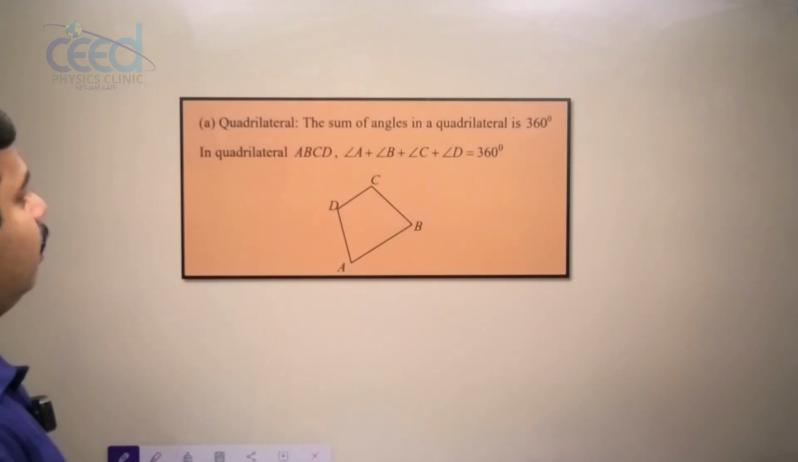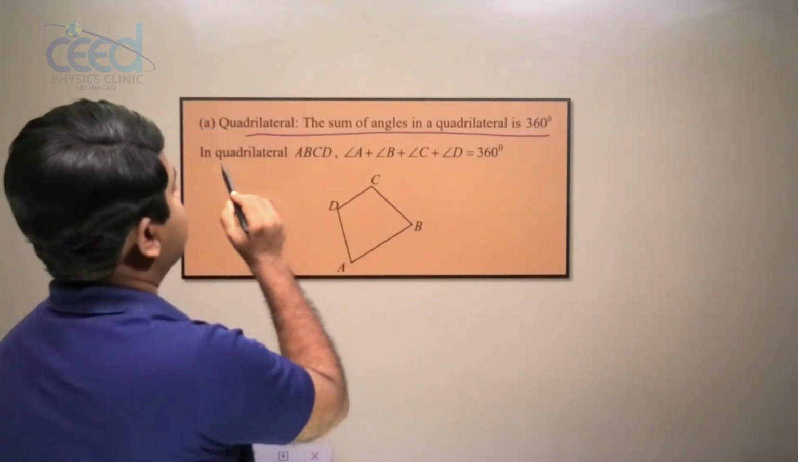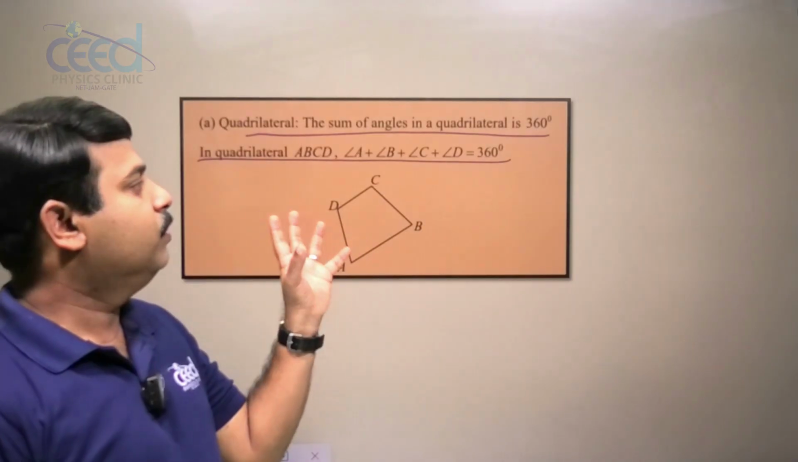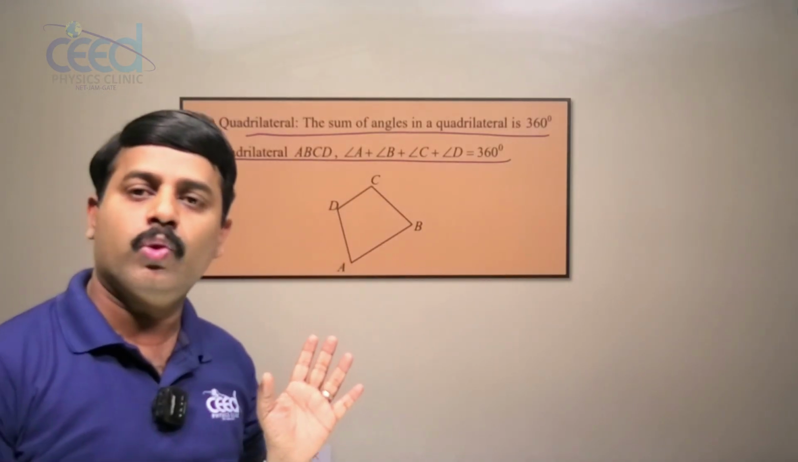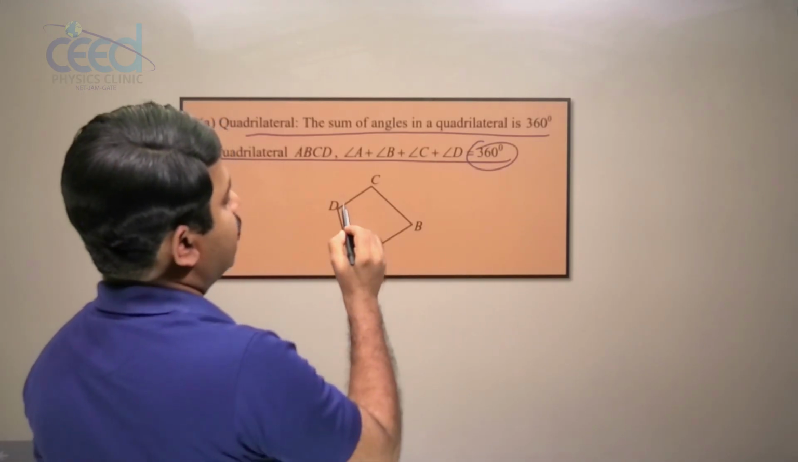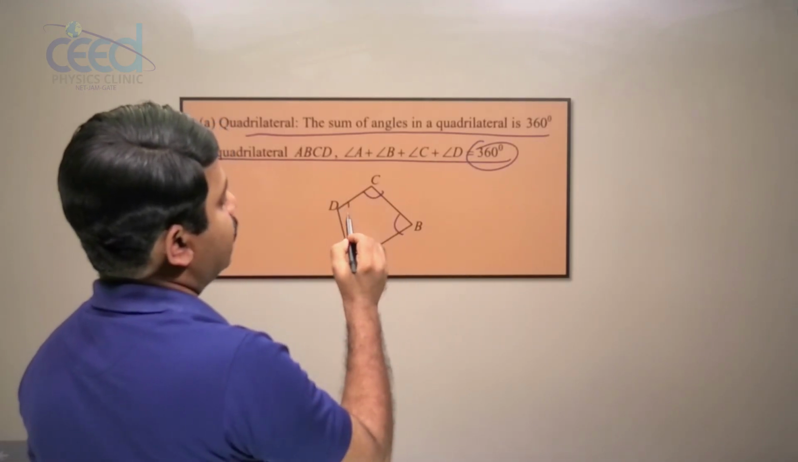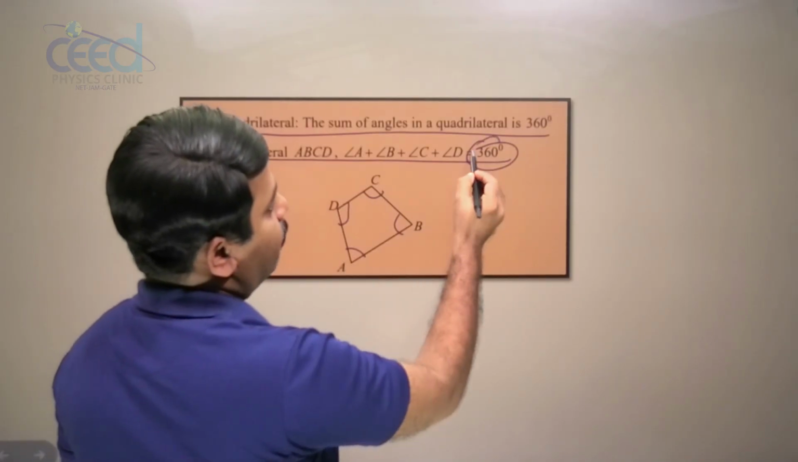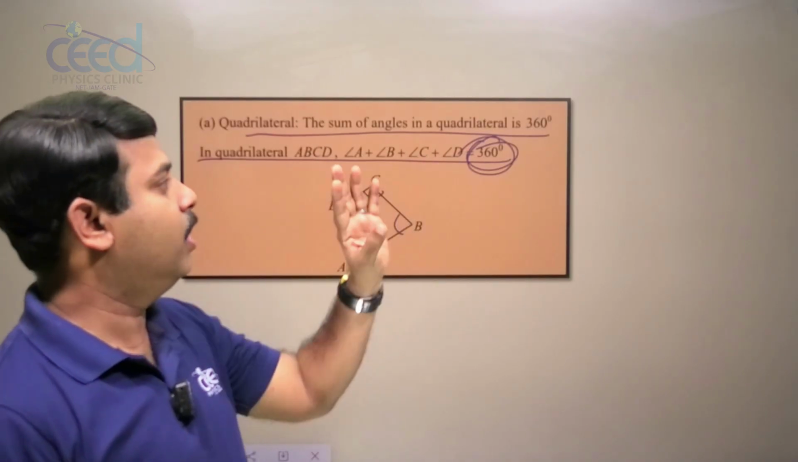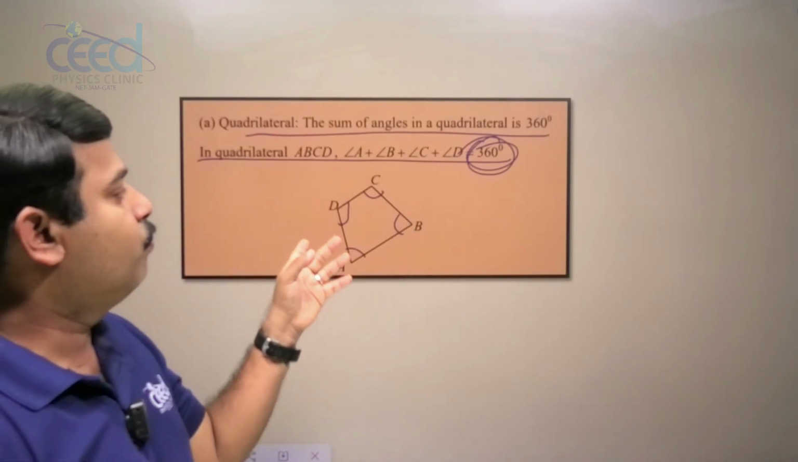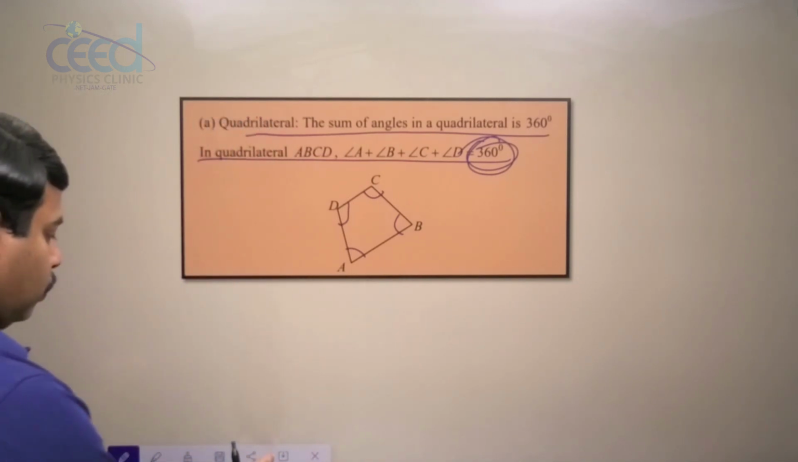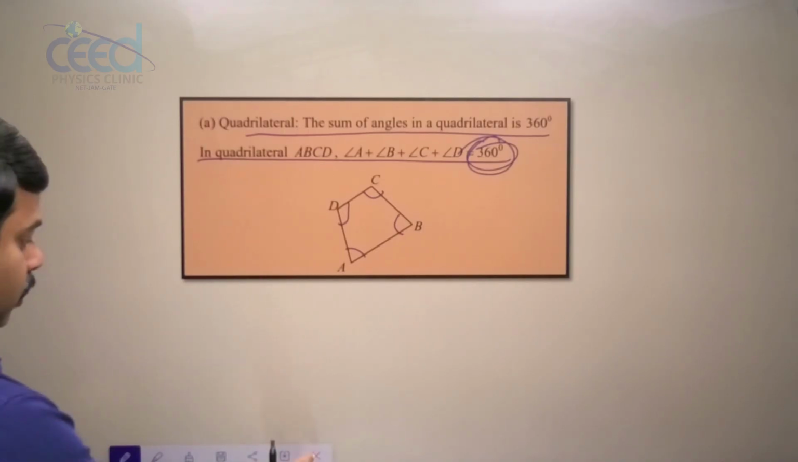A quadrilateral is a closed four-sided figure in which the sum of all the angles is 360 degrees. So angle A plus angle B plus angle C plus angle D, what is that sum? 360 degrees. So that is a quadrilateral. The sum of angles in a quadrilateral is 360 degrees. All these are easy for you.